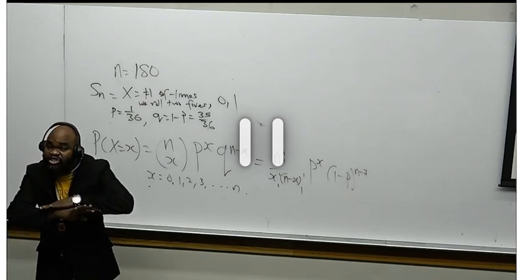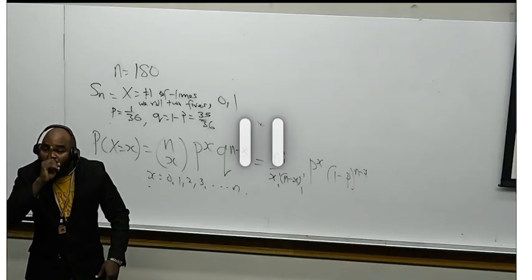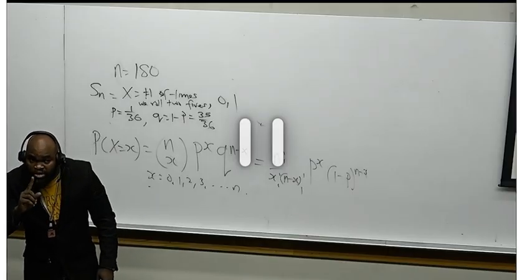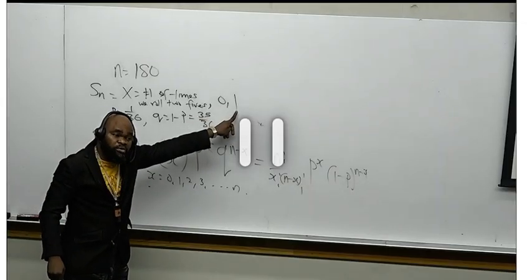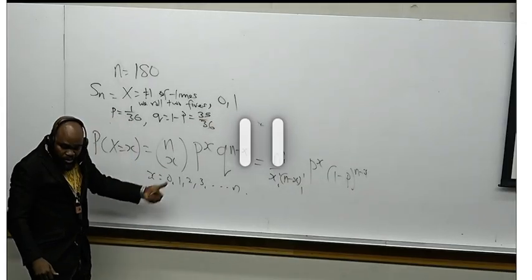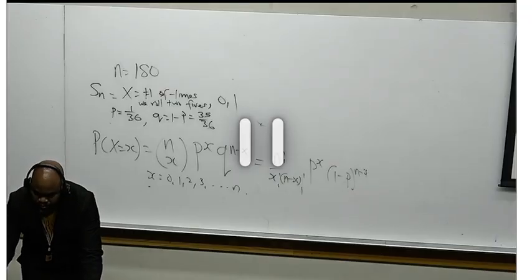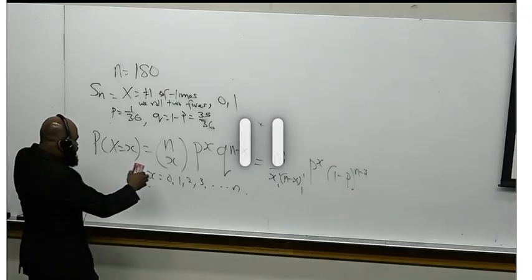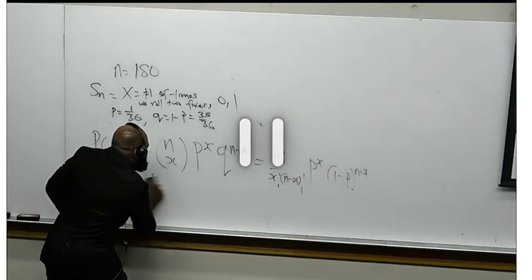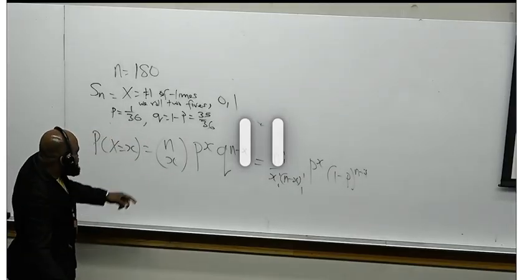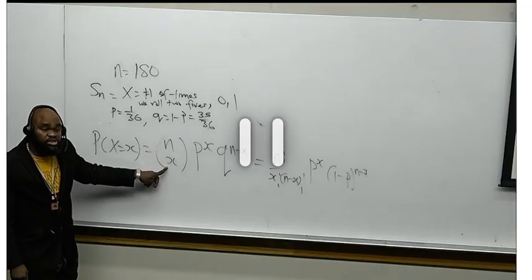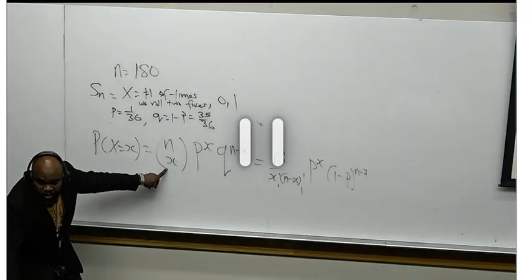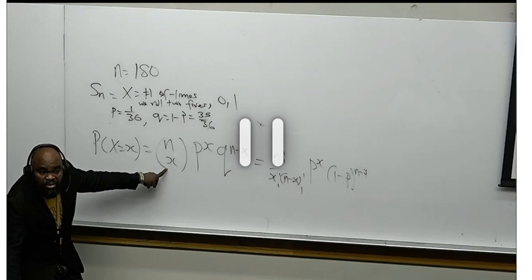It either doesn't occur, and when it occurs, it shouldn't go beyond one time. Then my S will be 0 and 1. If I want to start now, I'm actually going to consider 180 combination 0, and that's what you see here. 180 combination 0. I needed to pay attention to that.